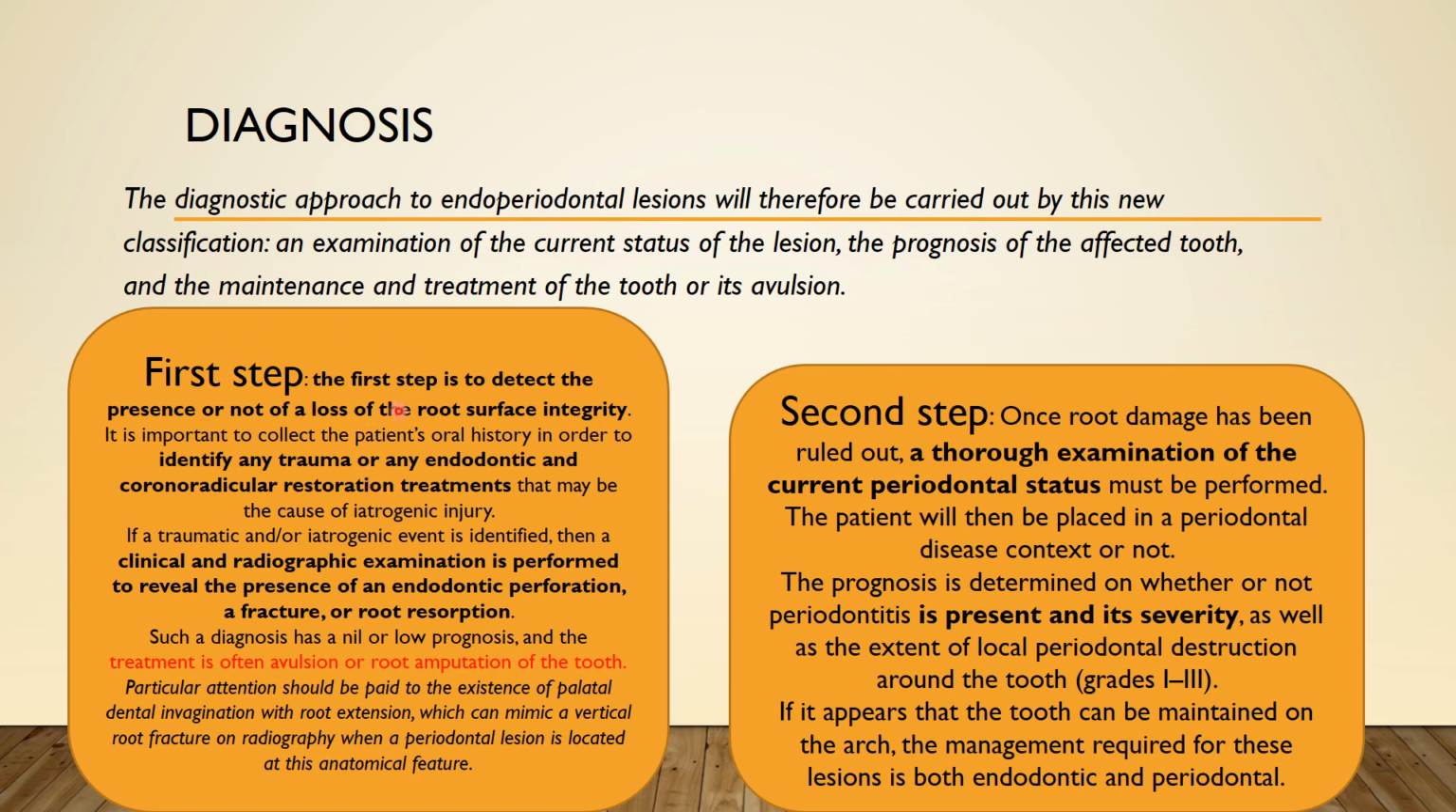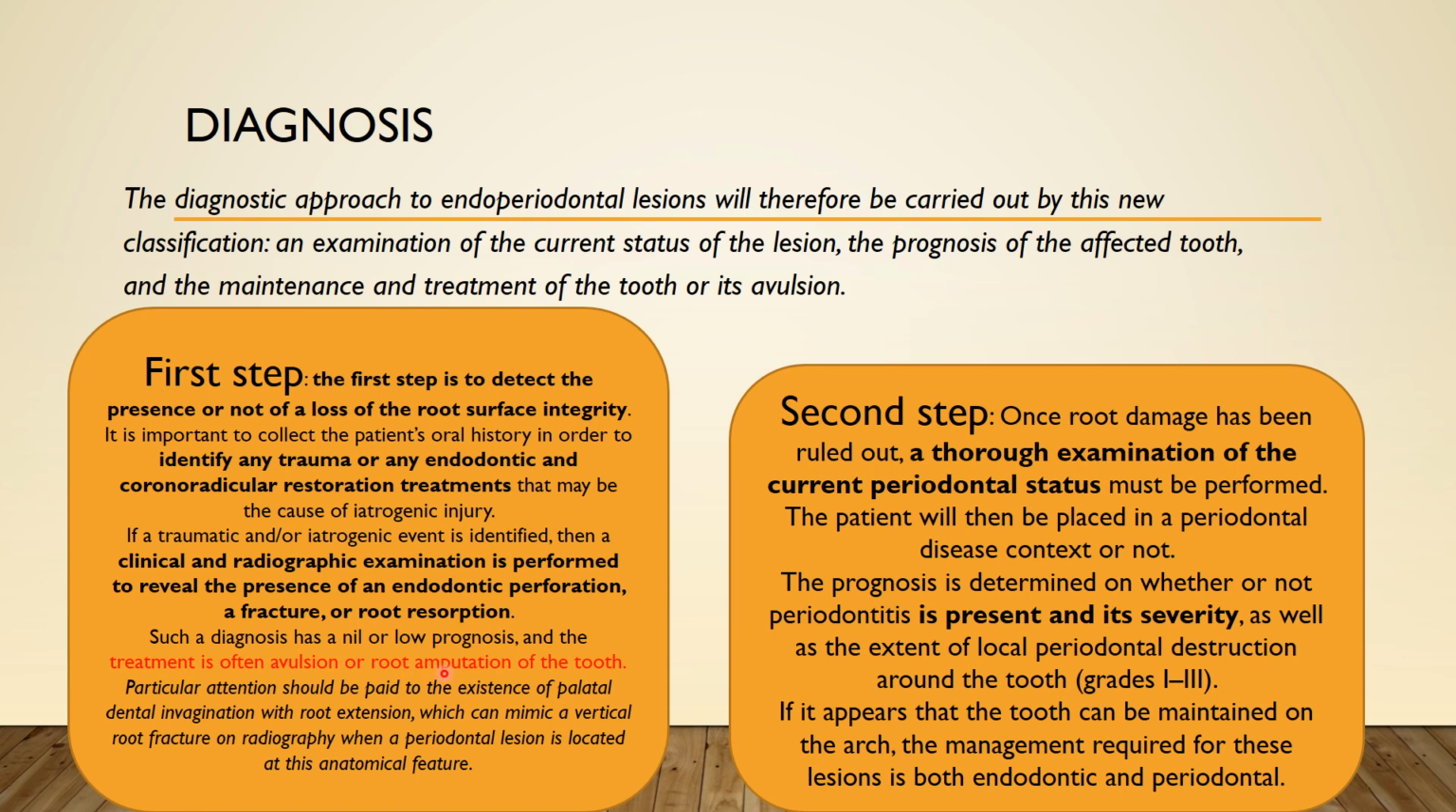The first step is to rule out the loss of root surface integrity. If it is present, the patient's oral history is very important in order to identify any trauma or any endodontic and radicular restoration treatments that may be the cause of iatrogenic injury. If any traumatic or iatrogenic event is identified, then we can go for a clinical and radiographic examination to reveal the presence of an endodontic perforation, fracture, or root resorption. If it is identified with the cause of a traumatic or iatrogenic event, then the prognosis will be very low, and the treatment is often extraction or root amputation of the tooth.